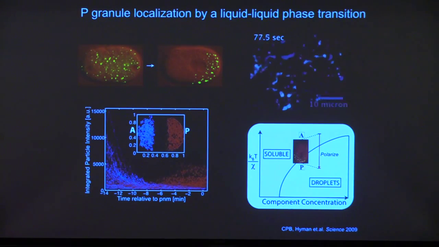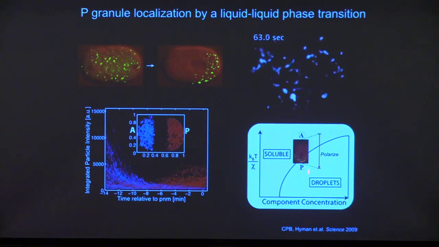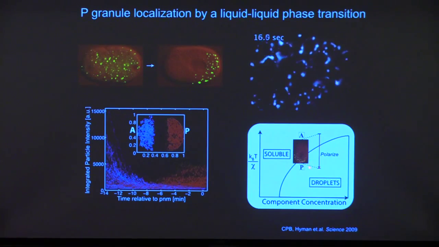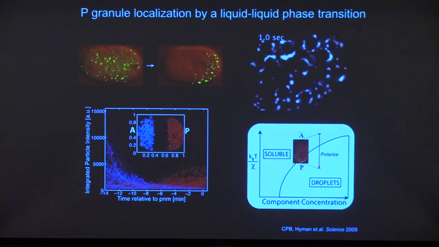Great, okay, good. So the bottom line is it looks like this embryo is spanning a phase boundary, where the posterior is in this two-phase region where droplets are condensing, and the anterior is where they're dissolved.